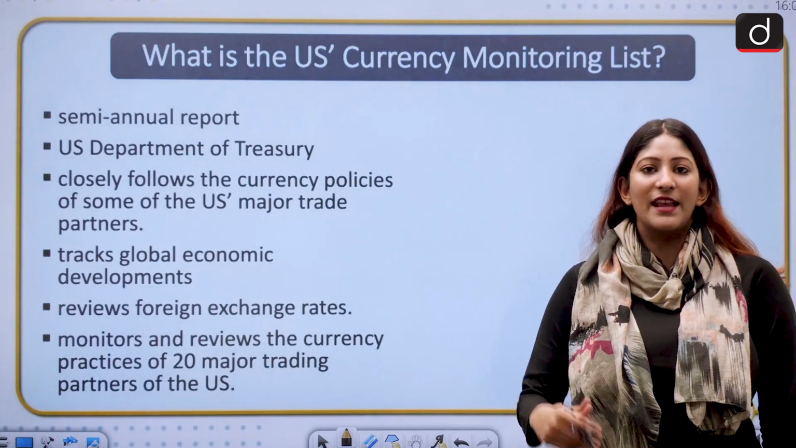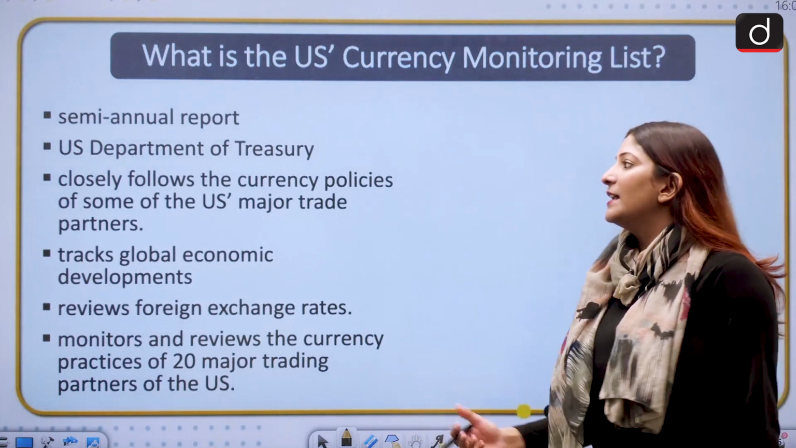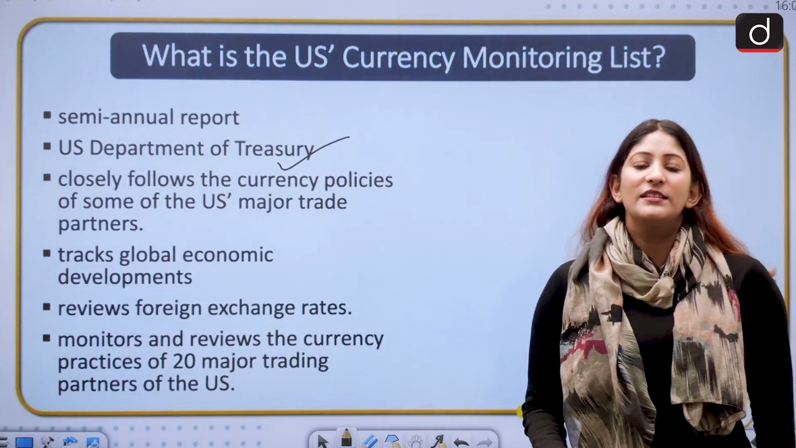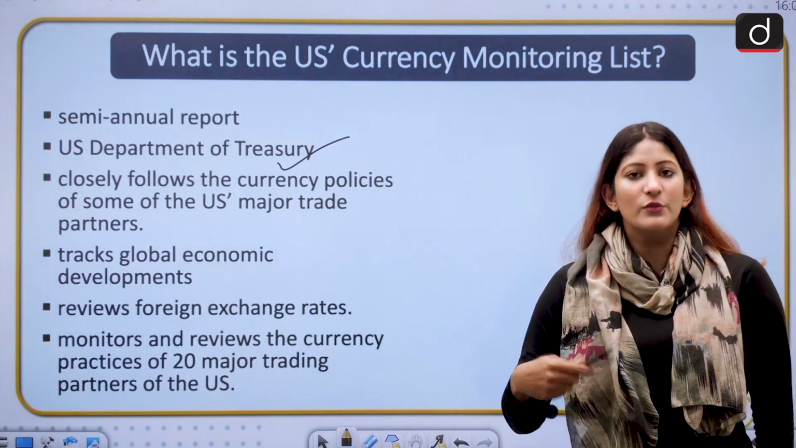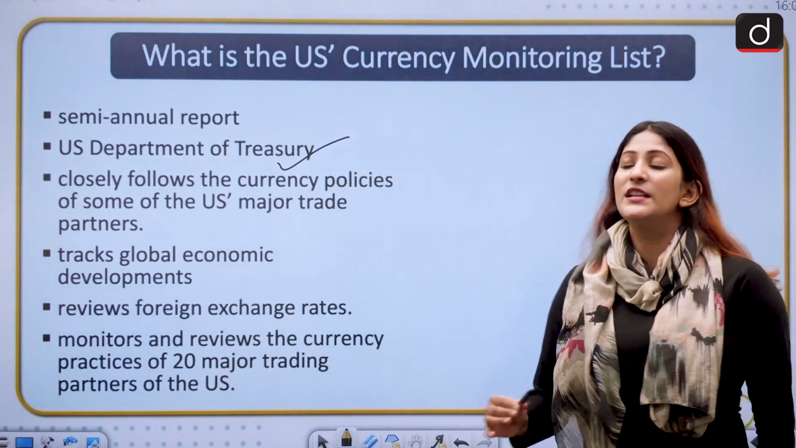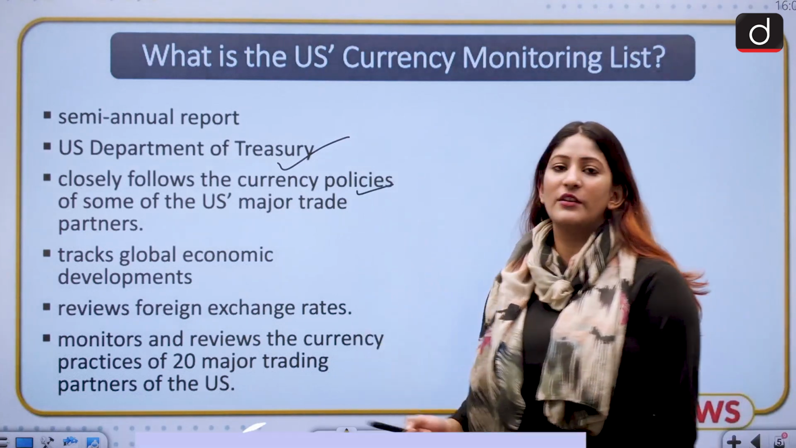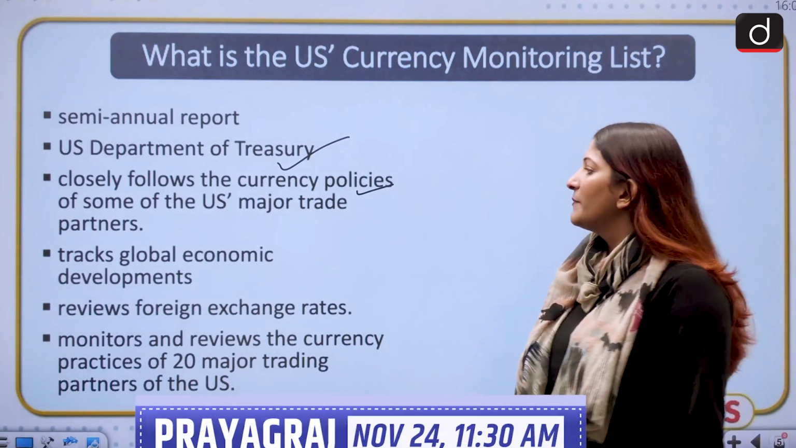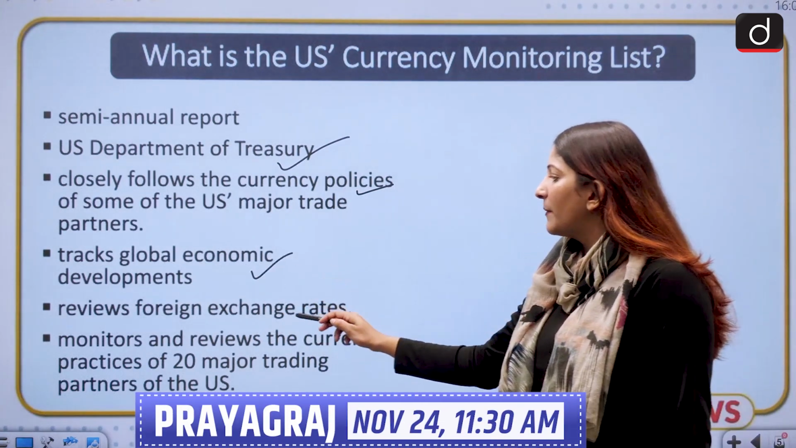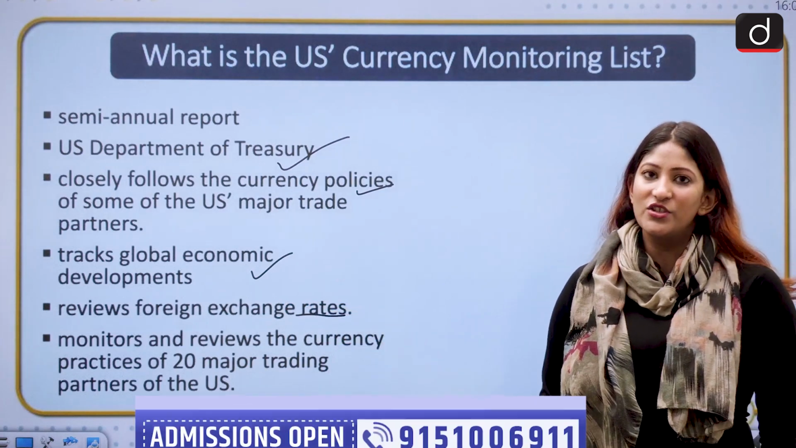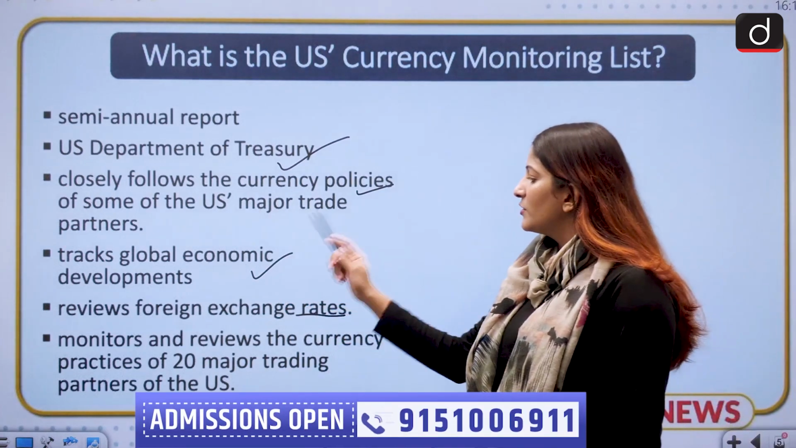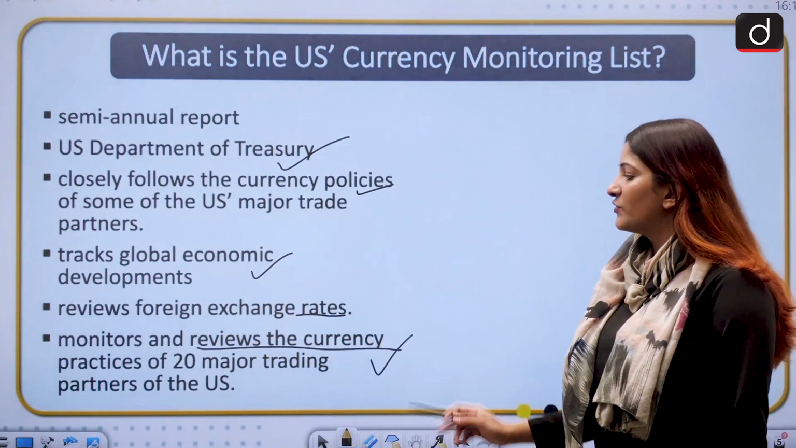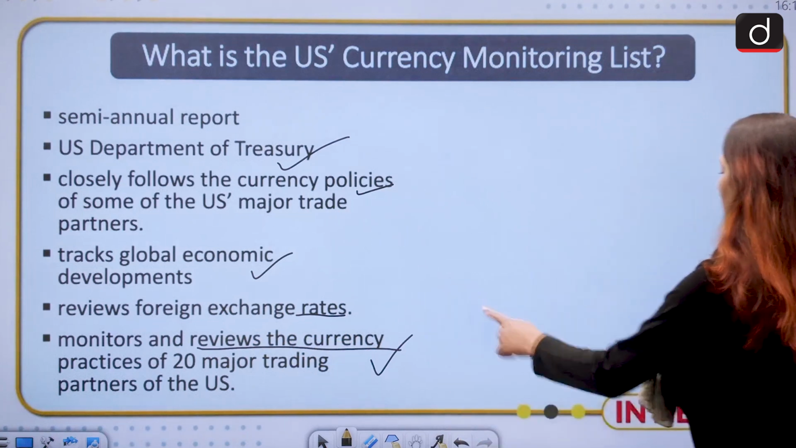Now we can call this a semi-annual status report, and this is released by the US Department of Treasury. What does this particular report want to let us know? That it closely monitors the currency policies of those countries with which the US has trade relations, the 20 economies, and it tracks global economic developments and also reviews foreign exchange rates. It monitors and reviews the currency practices of 20 major trading partners of the economy. So remember the number 20.